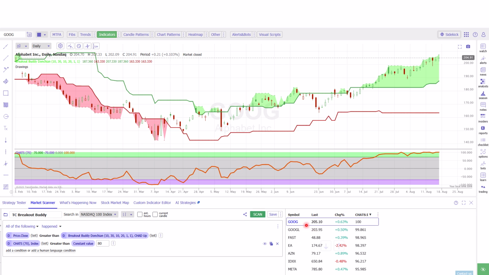The first object is Alphabet, and when I click on it, this is what it looks like. You see, we're in the green. We're definitely having a breakout. It's highlighted with the Breakout Buddy. And then the lower panel has a CHATS indicator, which is at 100. So this is telling you that we have a strong uptrend.